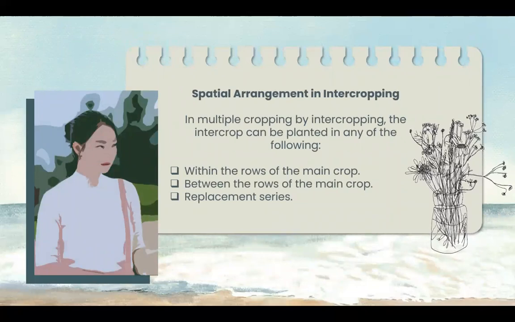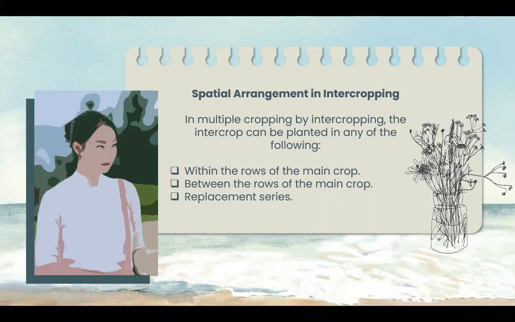Now, how about spatial arrangement in intercropping? Spatial arrangement is the systematic apportioning of the farm area or any growing surface for crop production. In multiple cropping by intercropping, the crop can be planted in any of the following. Number one, within the rows of the main crop. The intercrop can be planted within the same row as the main crop, encouraging inter-row cultivation. The disadvantage is that the intercrop will have less exposure to sunlight.